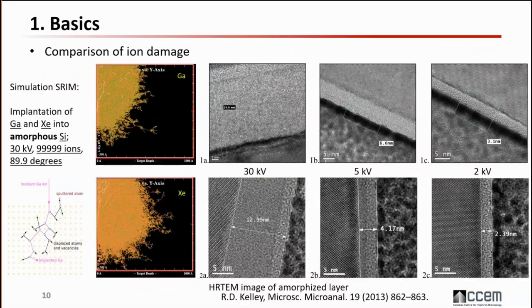So once we have these two sources, the first question we ask is how about the damage to our sample? Here is a quick SRIM simulation on amorphous silicon, with an incidence angle of 90 degrees, which is the case for cross-sectioning. The high resolution TEM image on the top shows the amorphous layer generated by the ion; the top is the gallium and the bottom one is the xenon. We can see clearly that because of the larger xenon ion, the damage thickness has decreased.